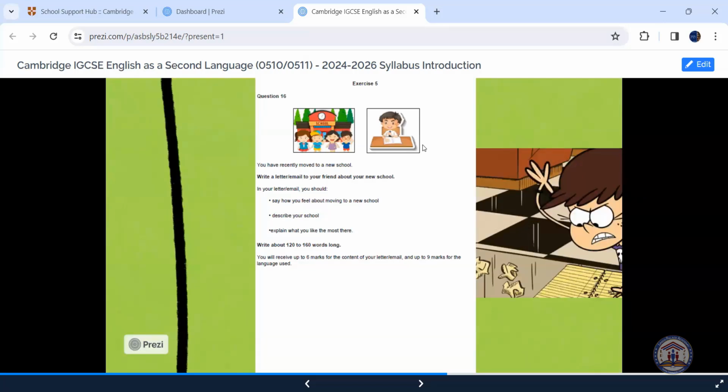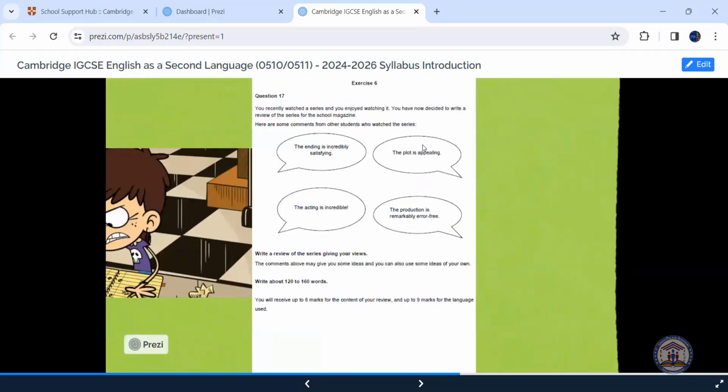The student has to write between 120 and 160 words, and this is the new syllabus, the syllabus of 24 to 26. And also, the student will receive 6 marks for content and 9 marks for language. So exercise 5 is out of 15. Exercise 6 is also writing, but here the genre is different. It's report writing, review writing, article writing, or essay writing. Any one of the 4 genres will be here, and they do not change.